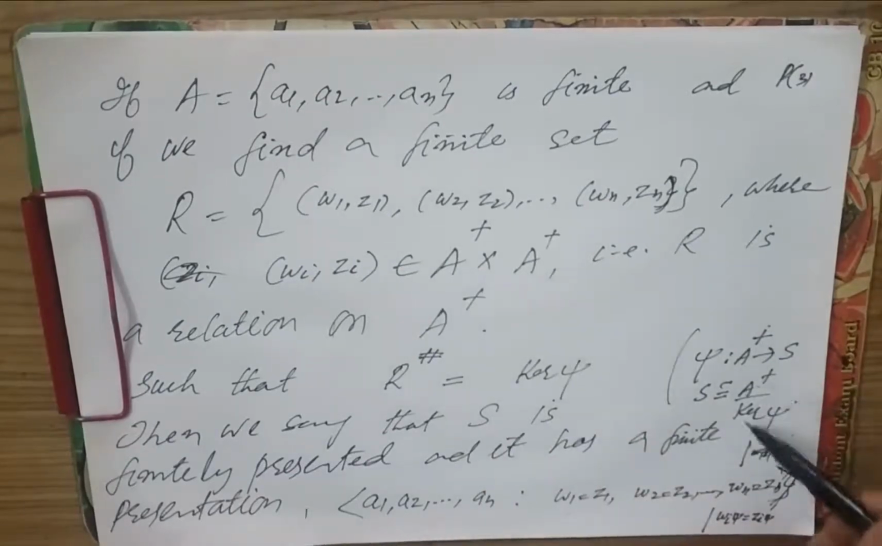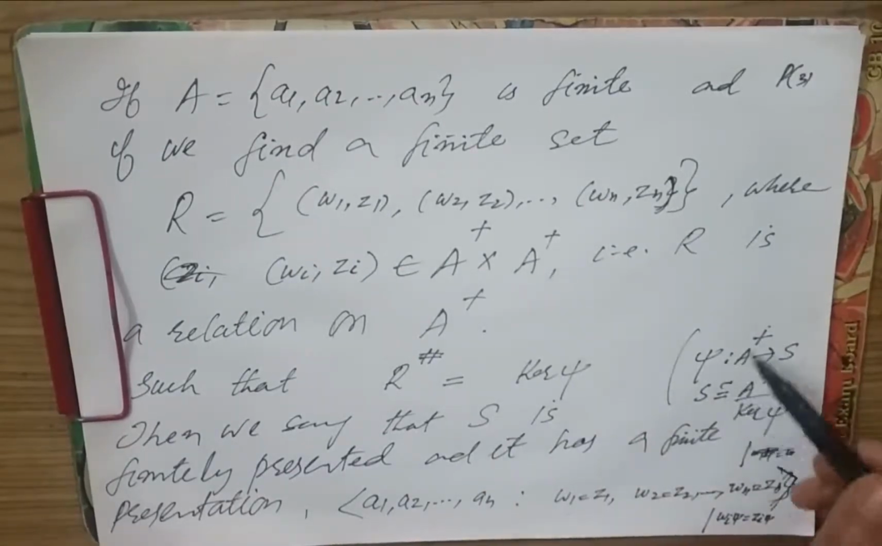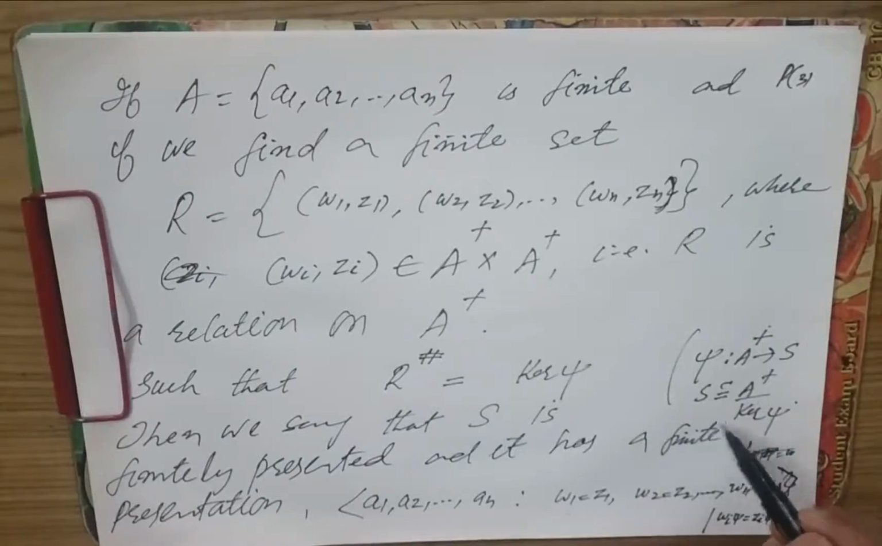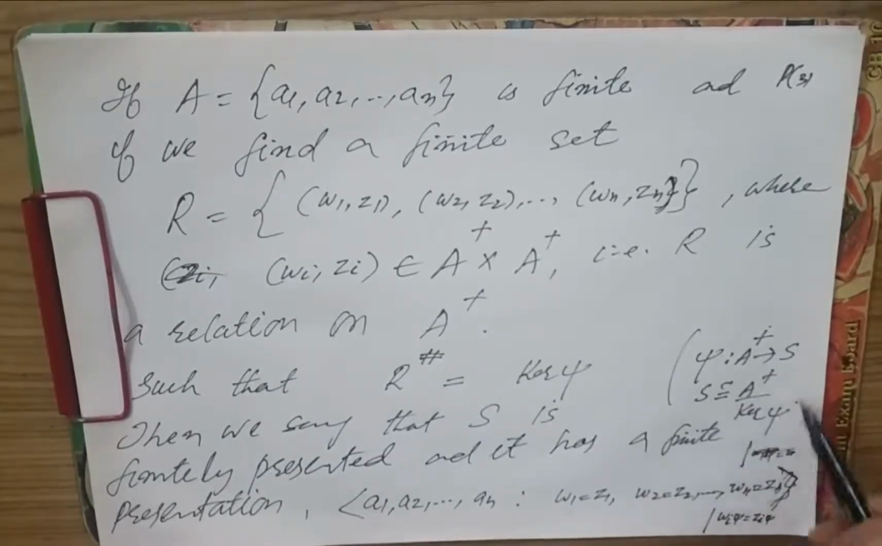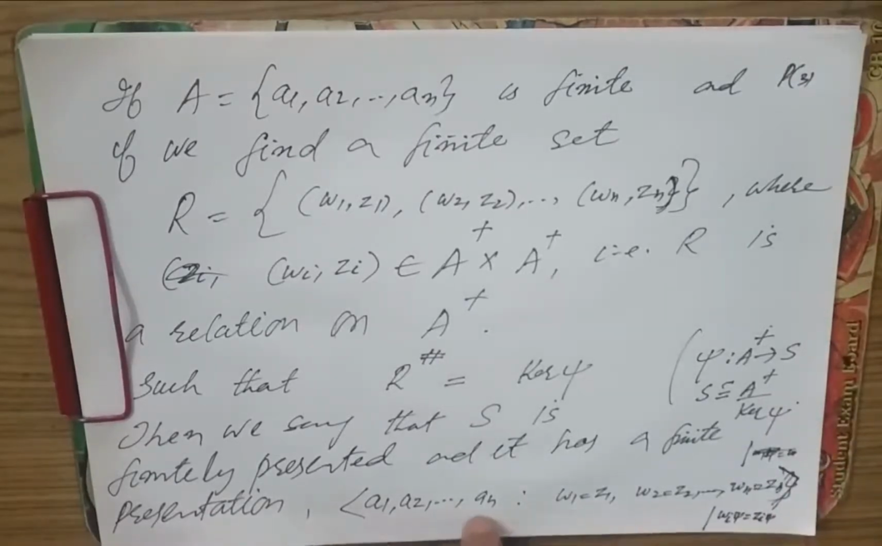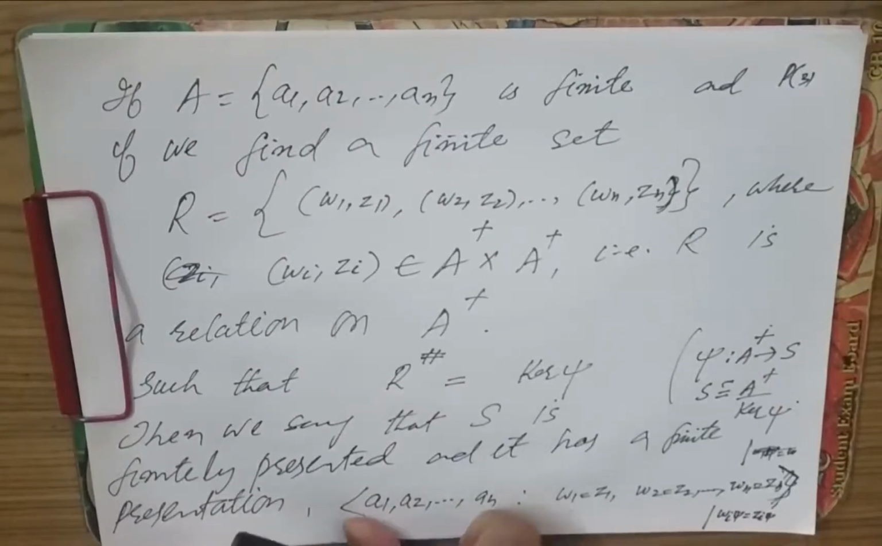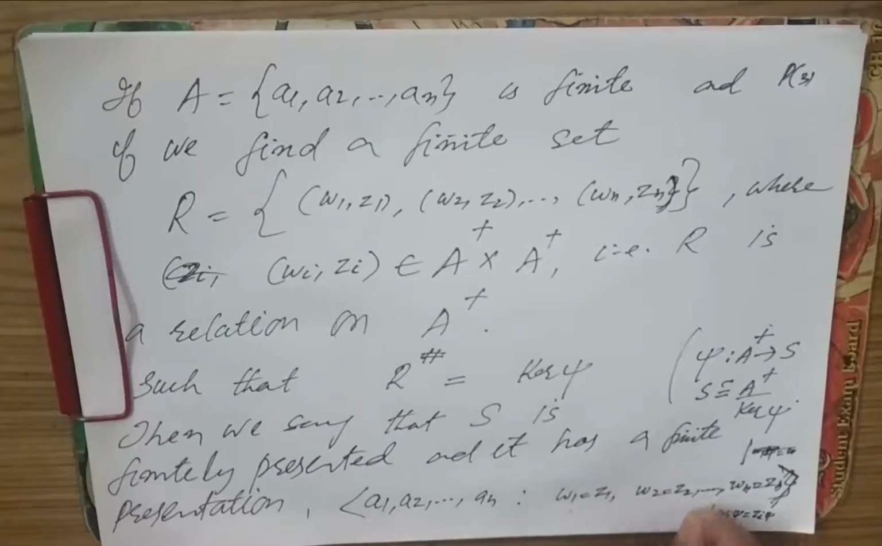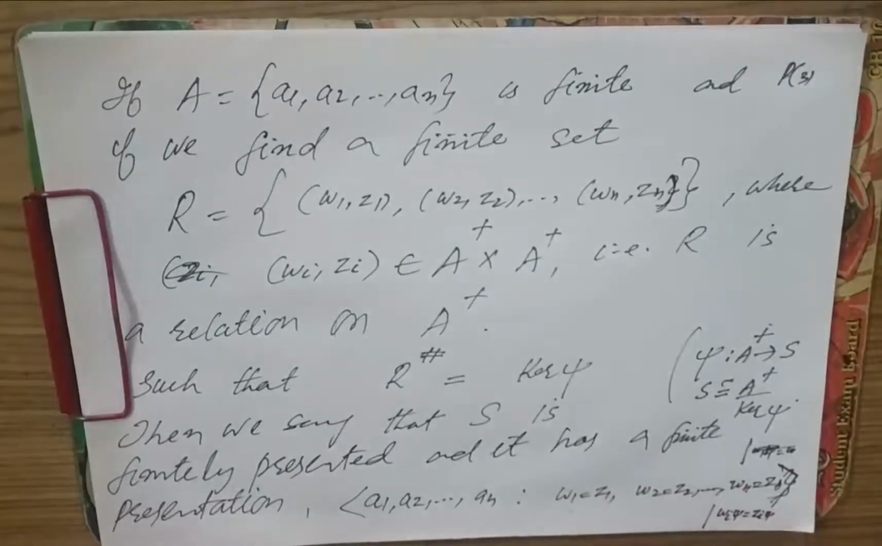So by the previous theorem, already discussed in the previous page, this S is isomorphic to A plus over kernel of psi, and this A plus over kernel of psi is generated by these letters, this alphabet A1, A2, An, with the condition that W1 is equal to Z1, W2 is equal to Z2, and so on and so forth, Wn is equal to Zn.